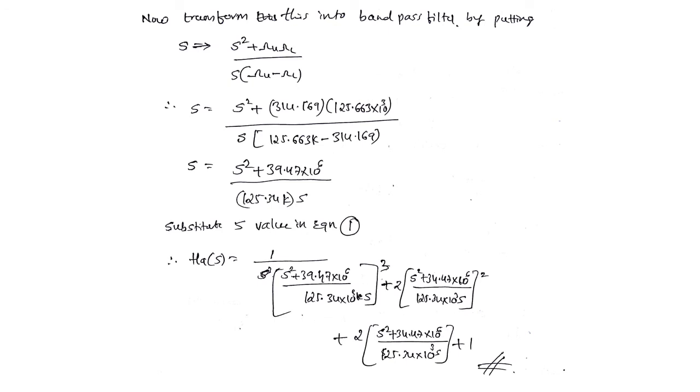For band pass filter, refer to the table. We know s equal to (s square plus omega u into omega L) divided by s into (omega u minus omega L). Substitute all the values. After simplification, we'll get s equal to this value. So substitute this s in the previous transfer function, that is 1 upon s cube plus 2s square plus 2s plus 1, and we'll get the new transfer function HA of s.